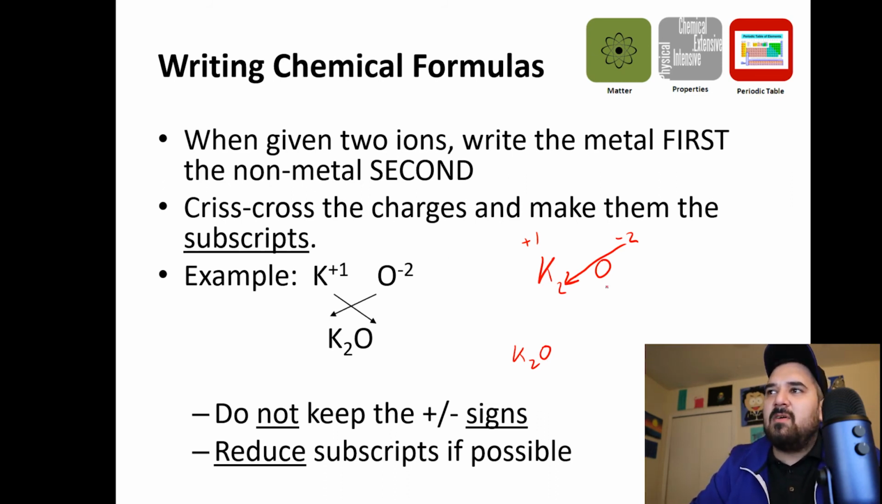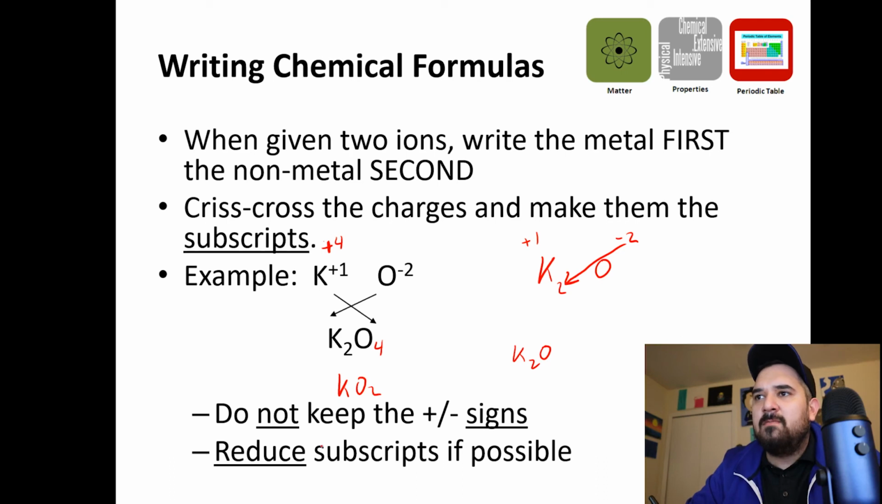So let's say we were dealing with a -2 and a +4. If we had a -2 and a +4, then when you crisscross, there's going to be a 4 here, and you would need to reduce, and that would be KO2. But that's not what this is. We'll get to those later on, where you have to do those types of reductions.